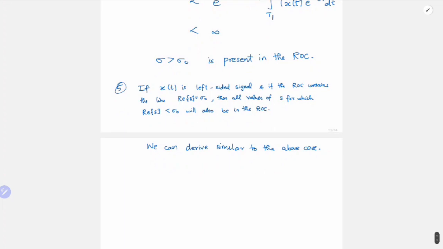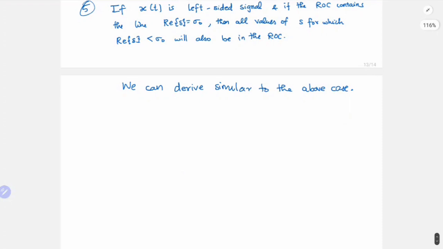So you can go and derive and try and see. Anyway, moving on. The next property is: if x of t is two-sided, then what happens?